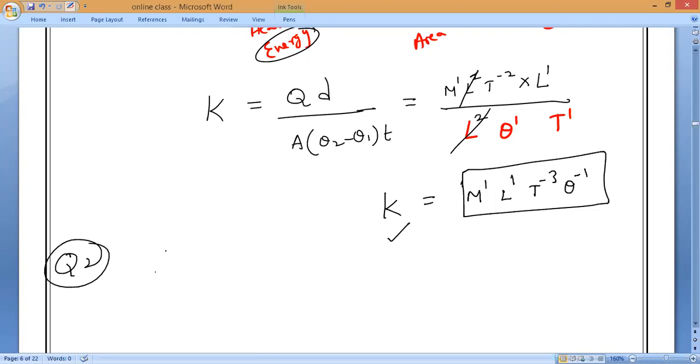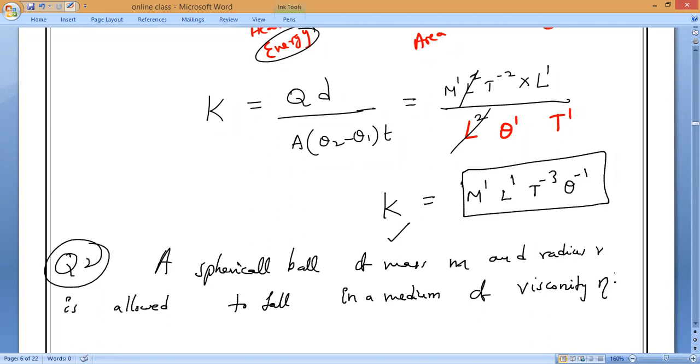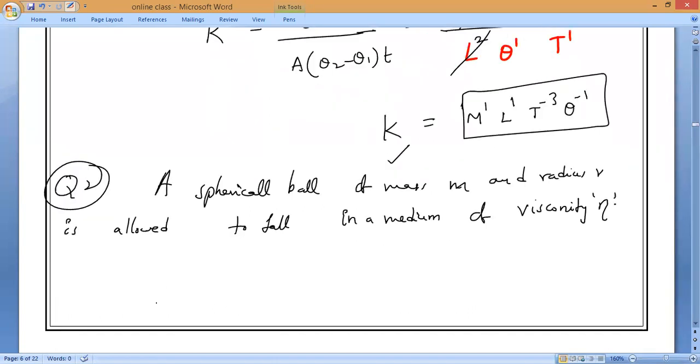Question number 2. A spherical ball of mass m and radius r is allowed to fall in a medium of viscosity. What is the symbol of viscosity? We have done it last class, eta. Clear?